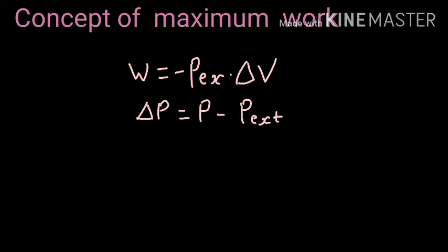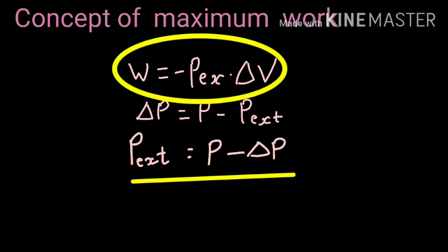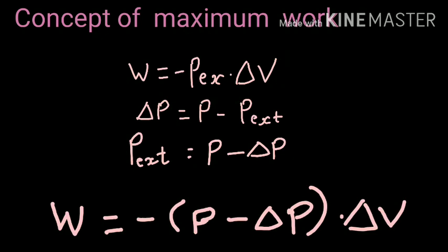Let us now take the equation of work, which is W is equal to minus external pressure product of delta V. Delta P, that is the change in pressure, will be written as pressure of gas minus the external pressure, which can be further modified as external pressure is equal to P minus delta P. And this value we are going to substitute in the above equation, and the equation will take the form W is equal to minus, in place of external pressure we will substitute P minus delta P, close the bracket, the product sign and the delta V.